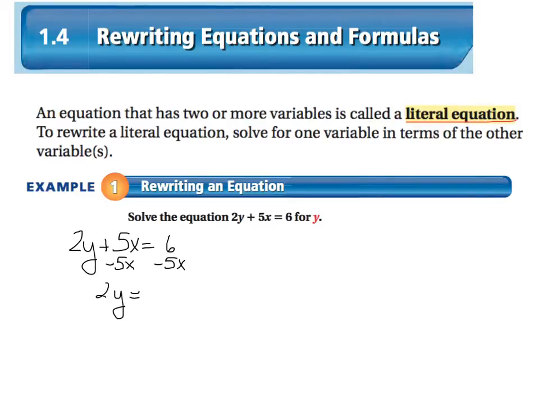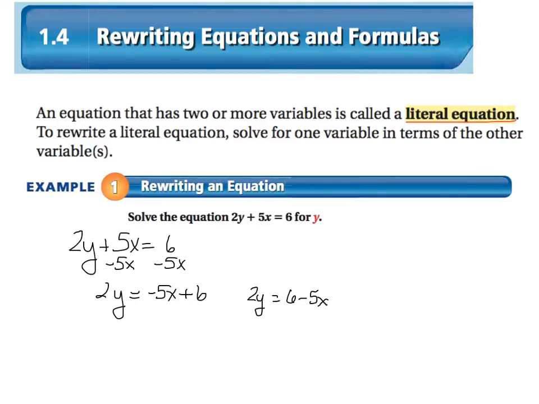Now, here's the important part. You can write this a couple ways, but I want you to understand that you cannot take 6 minus 5x and get 1x. These are not like terms. So you could write this as negative 5x plus 6, or you could write it as 6 minus 5x. It's completely up to you which way you want to write this. Either one is the same thing.